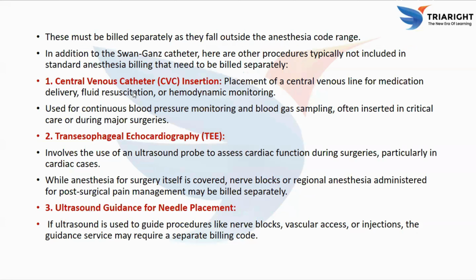What is a CVC? A long tube placed into a large vein in places like the neck, chest or groin. This is used for giving strong medicines, large fluid or blood transfusions, and monitoring the heart as well as blood flow. So why is it not included under general anesthesia codes? It is a separate invasive procedure. The CVC requires skill, time as well as risk. For example, during a major surgery, the anesthesiologist inserts a central line in the neck. So you have to bill separately using the CPT CVC code.